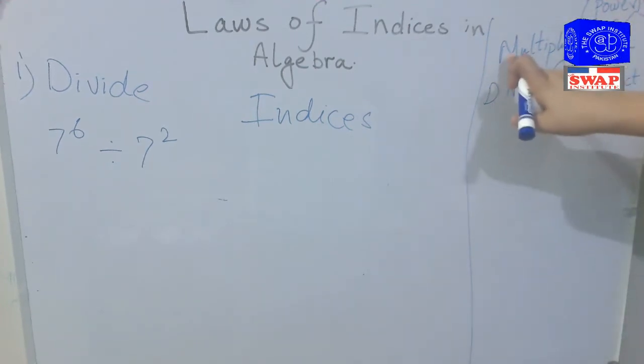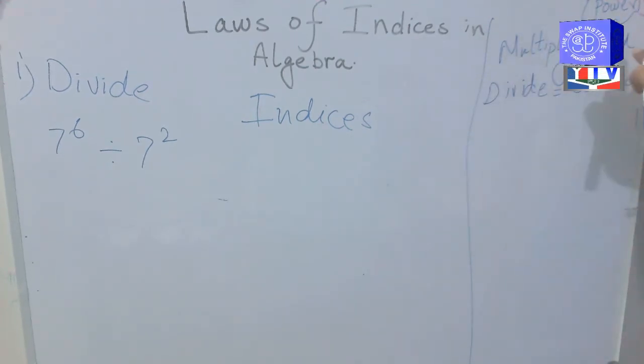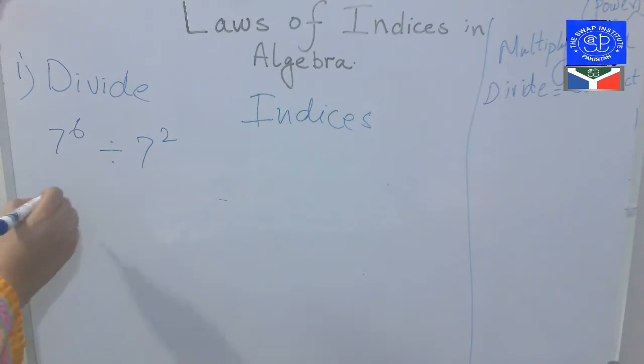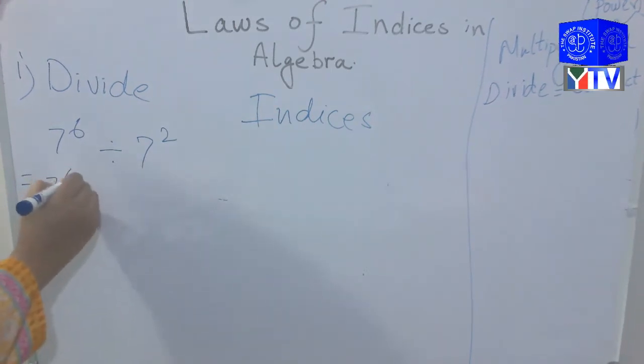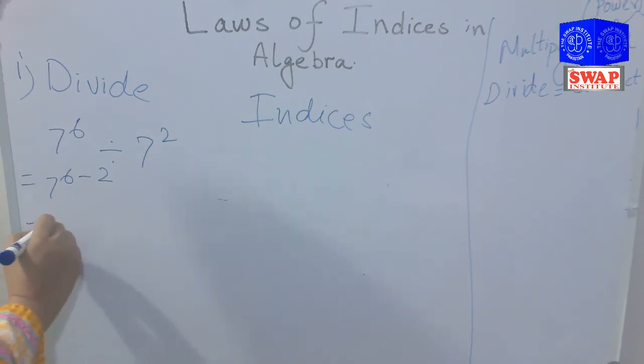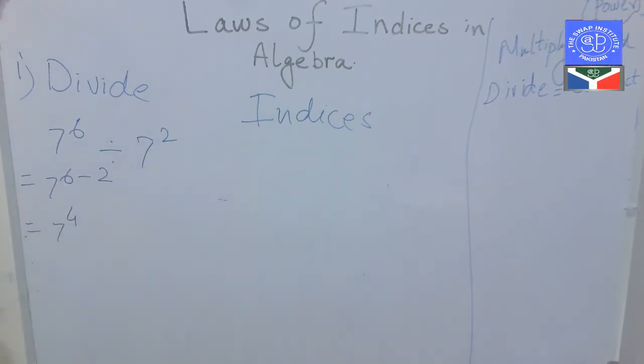Clear? When we were multiplying indices, we were adding the powers, and now as we are dividing the indices, we will subtract the power. So it will be 7 raised to power 6 minus 2. So 6 minus 2 is 4. 7 raised to power 4, where 7 is the base and 4 is the index.